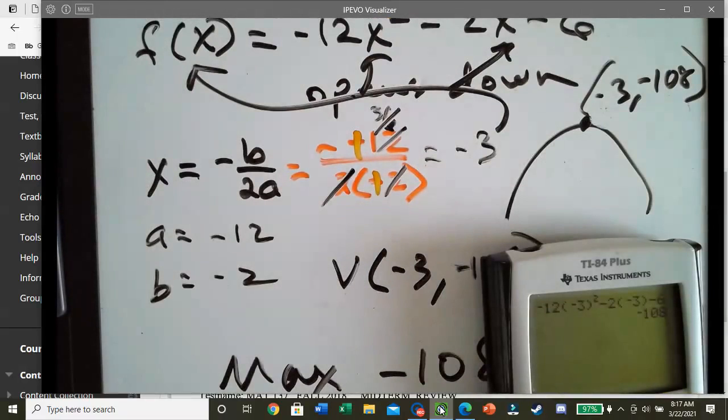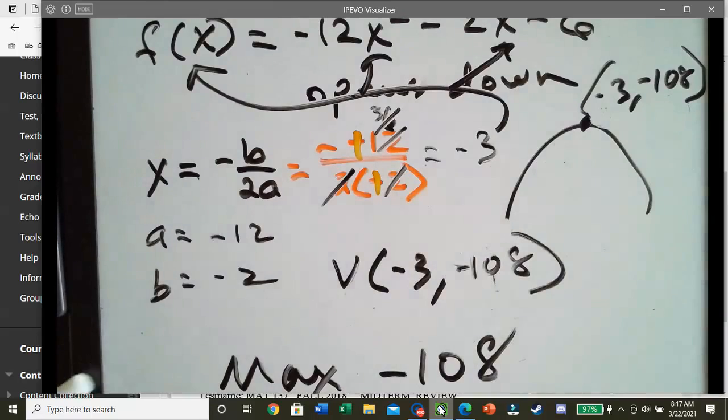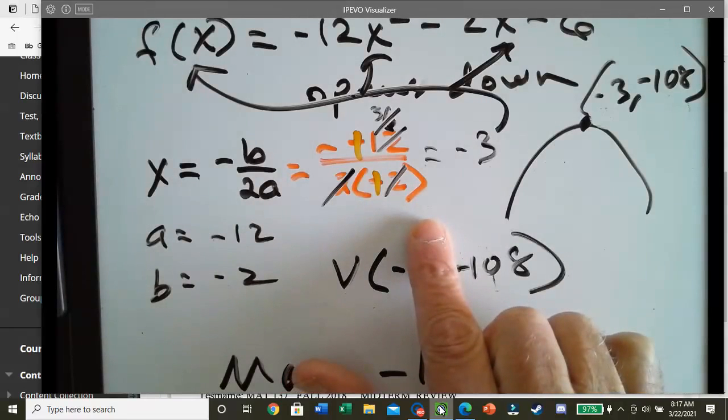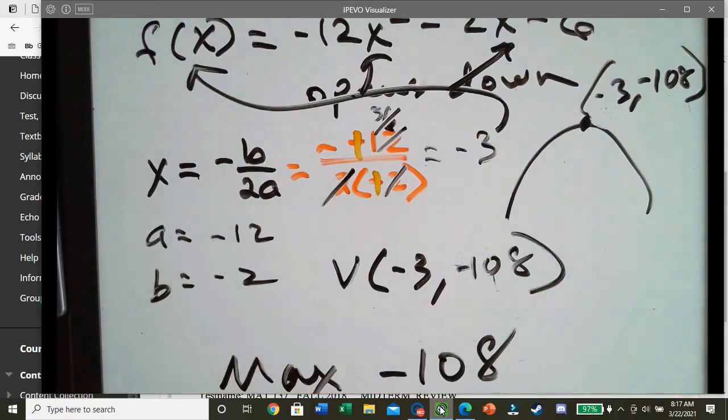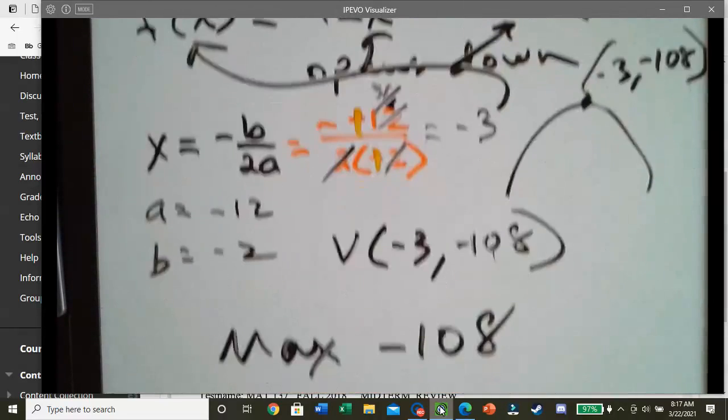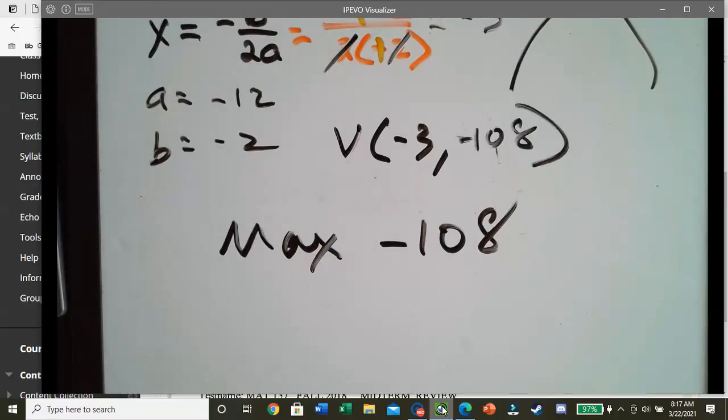Let me double check this, make sure this is right. Okay. Any questions there? Well, this is negative 71 over 12. That doesn't make sense. It doesn't make right. Okay. Any other questions?